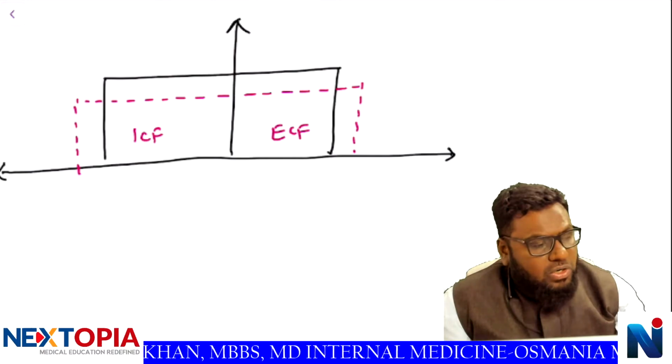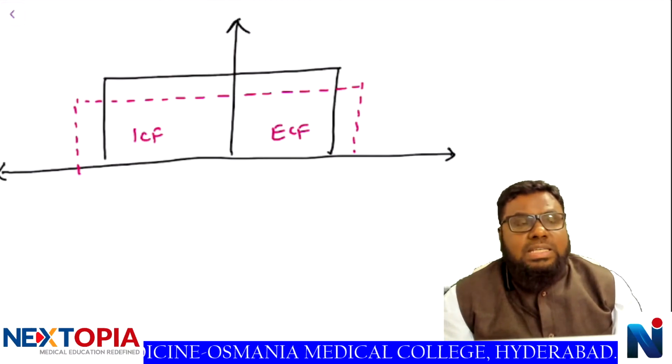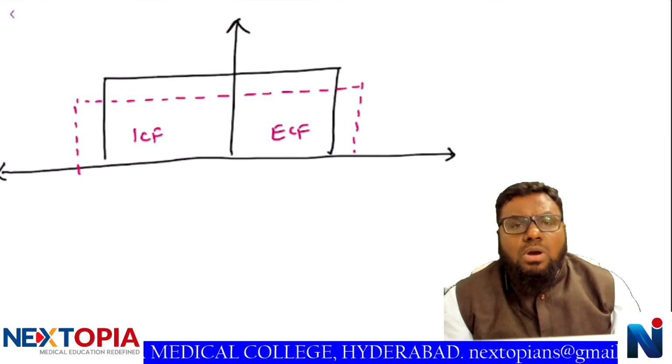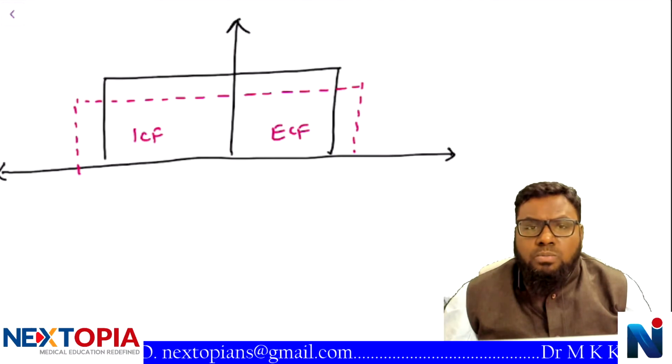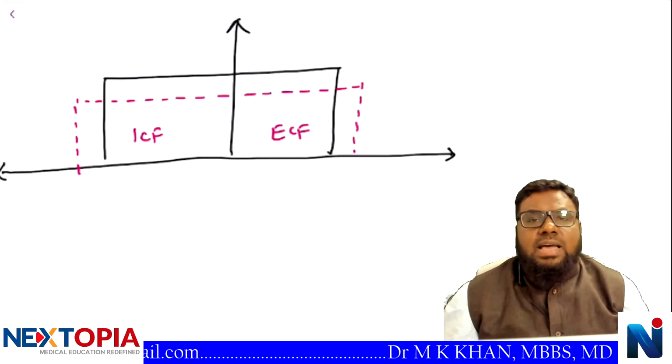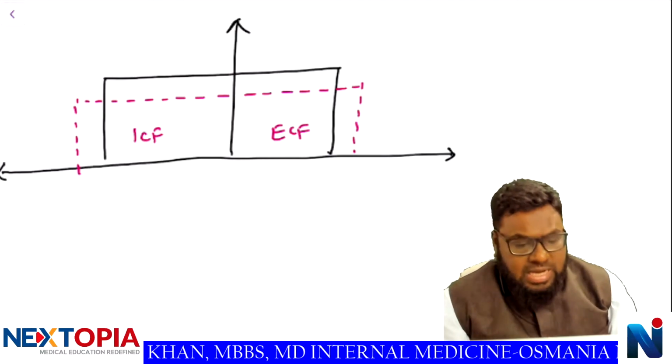The fall in the osmolarity has shifted the water into the cell. Please remember this point. So what is the consequence? As a consequence, there is a net gain of water in both the compartments, ICF and ECF.